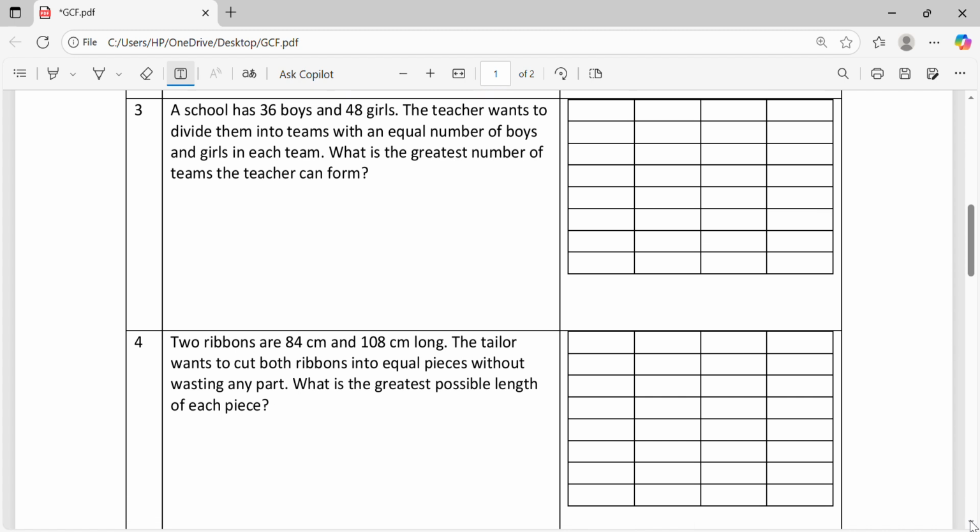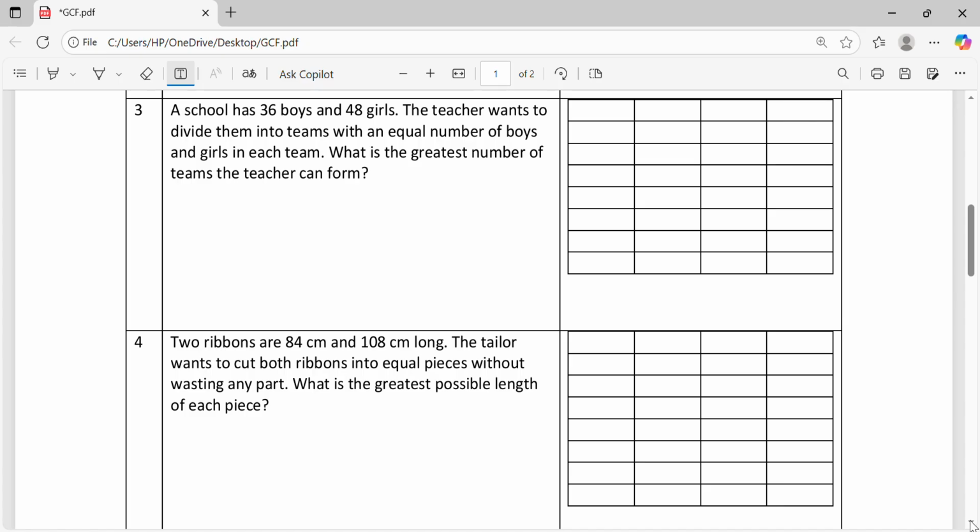Still, we are using the table method. A school has 36 boys and 48 girls. The teacher wants to divide them into teams with an equal number of boys and girls in each team. What is the greatest number of teams the teacher can form?